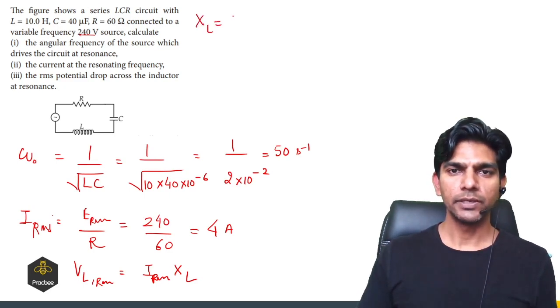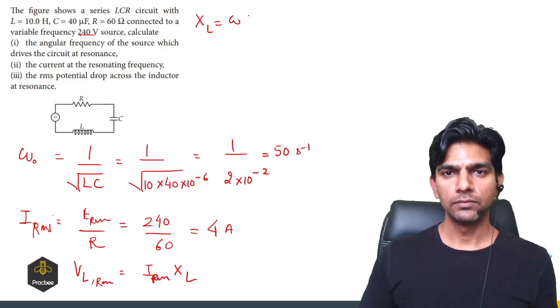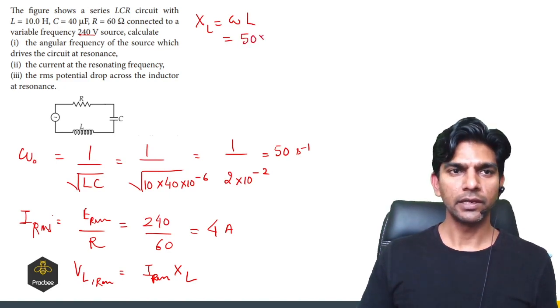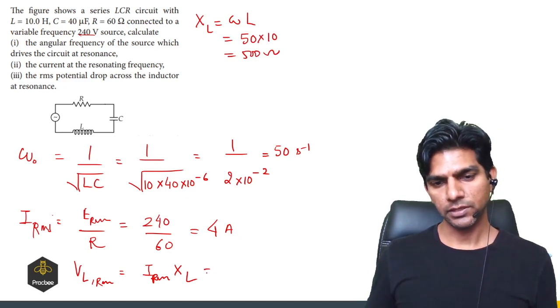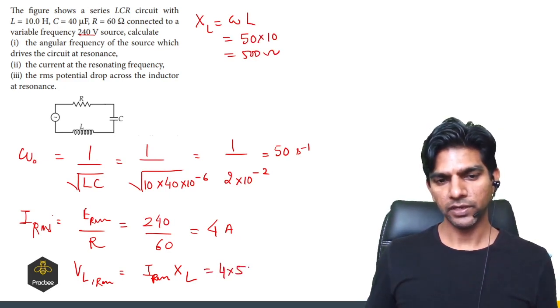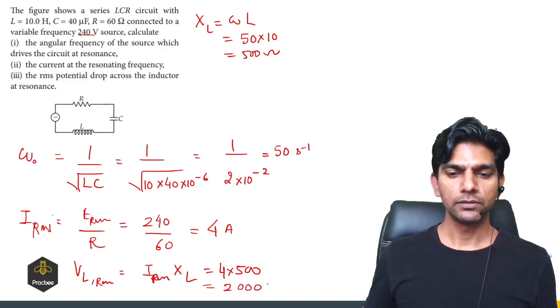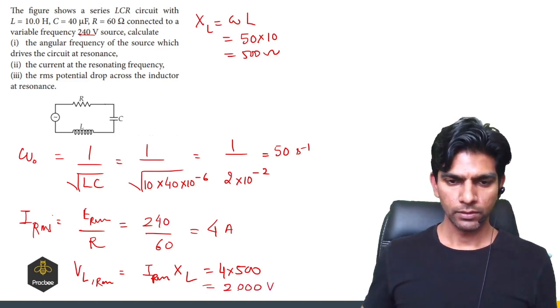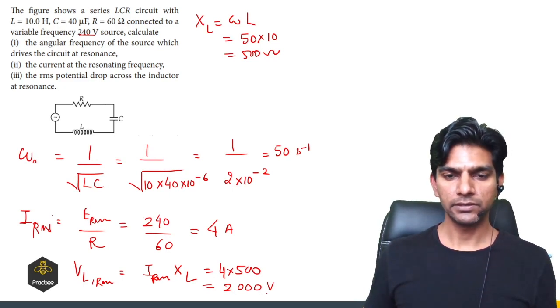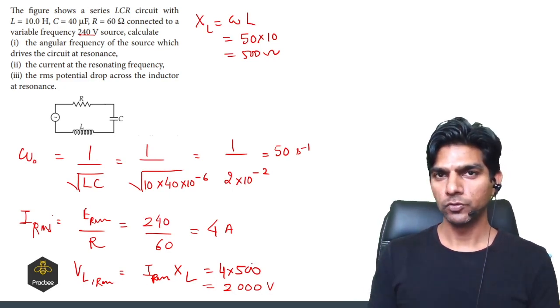So XL will be omega times L, where omega is 50 and L is 10. So this will be 500 ohms. So this comes out to be 4 times 500, so this will be 2000 volts, right? So 500, and yes, this will be 2000. So I hope this question is clear to you.